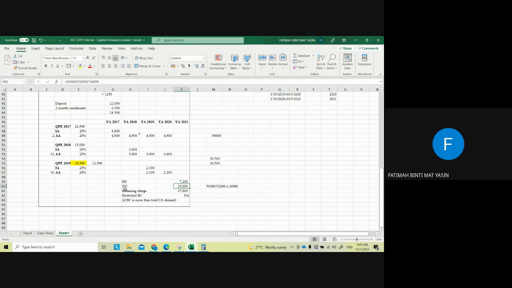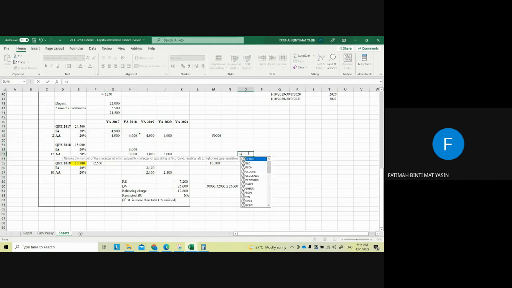In this case, the disposal value is more than the residual expenditure, so the difference is the balancing charge. The balancing charge is 17,800. For this balancing charge, you must calculate the total of the initial allowance and also annual allowance that the company already claimed. If we total this one until this one, it is basically 42,800.